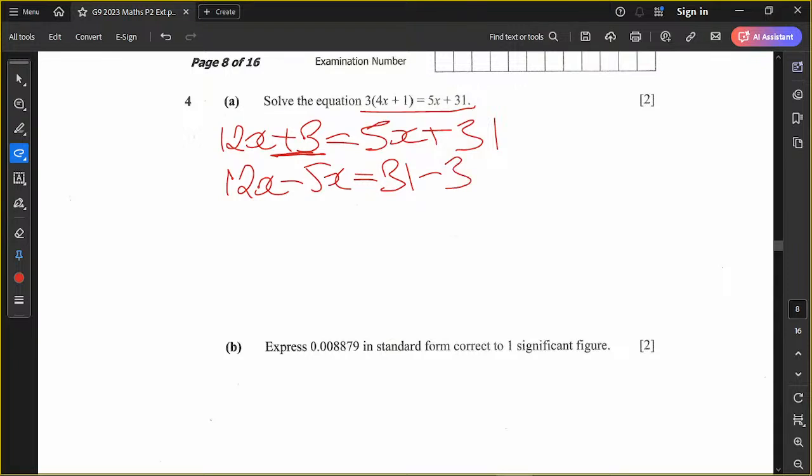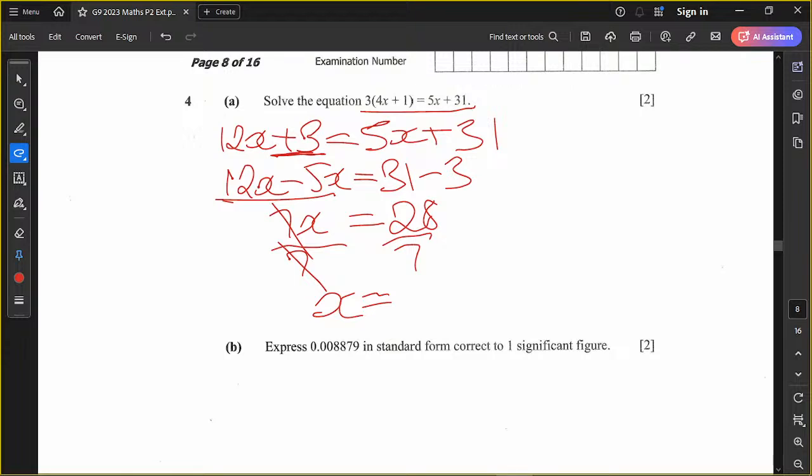Then I'm going to evaluate. I'll start with 12x minus 5x, which will give us 7x, which will be equal to 31 minus 3, which will give us 28. Now at this time, we divide both sides by 7 because we want to remain with x on one side of the equal sign. That means we need to get rid of 7. So we divide both sides by 7. We say 7 out, leaving us with x. Then 28 divided by 7 will give us 4. And that is the answer.